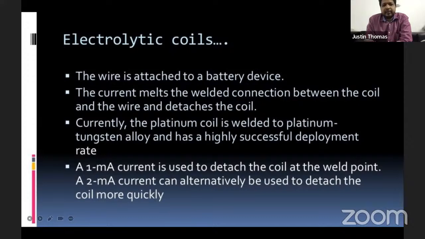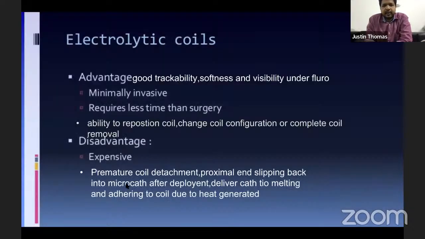Now we usually use the platinum coil, which is welded to a platinum tungsten alloy, which has a high rate of electrical detachment. Usually 1 milliampere current is used, and 2 milliampere current can be used to detach the coil more quickly. Because of platinum, these coils have good trackability, softness, and visibility under fluoroscopy. And this can be repositioned, and coil configuration can be changed. And even complete coil removal is possible before detachment.